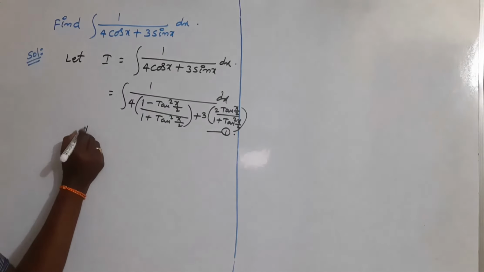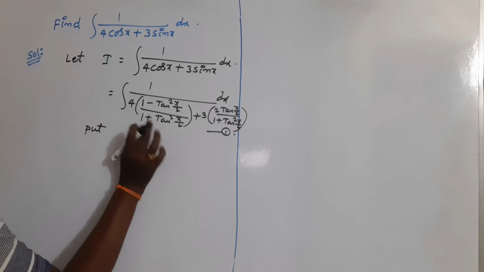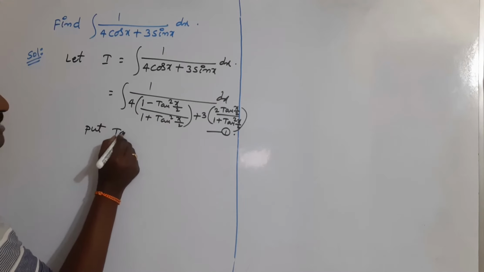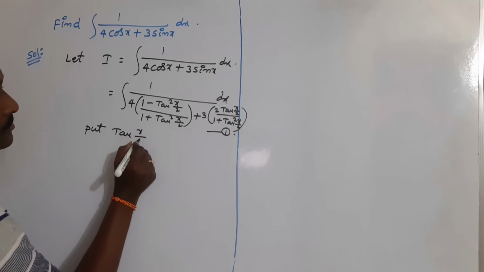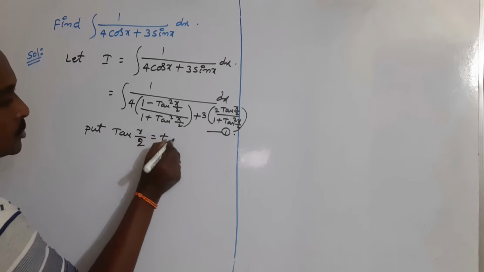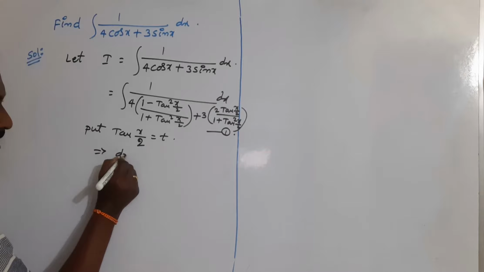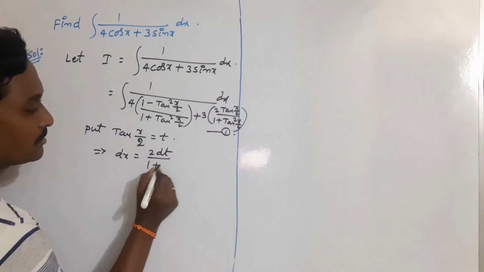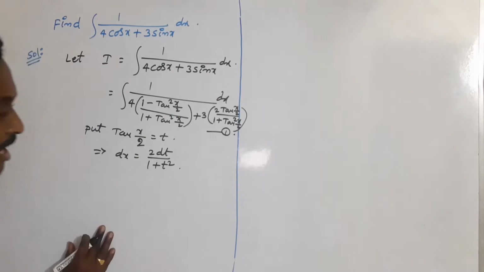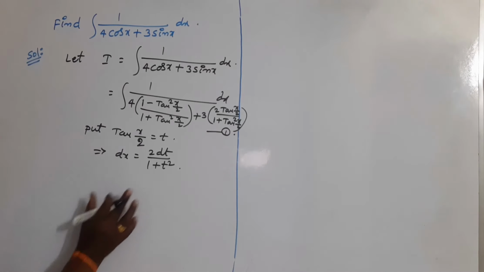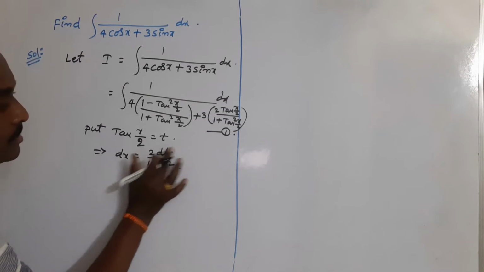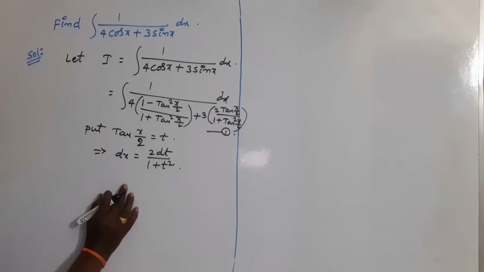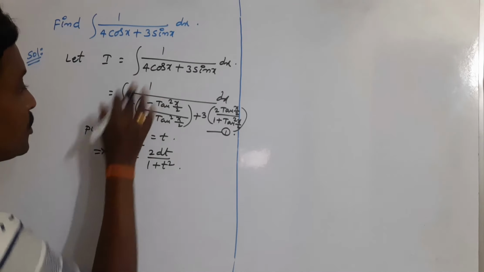Okay, so immediately we can use the substitution tan x by 2 is equal to t. So automatically the dx value becomes 2 dt by 1 plus t square. Already I explained in the procedure how we get dx equal to 2 dt by 1 plus t square. Once look at the procedure of this model.